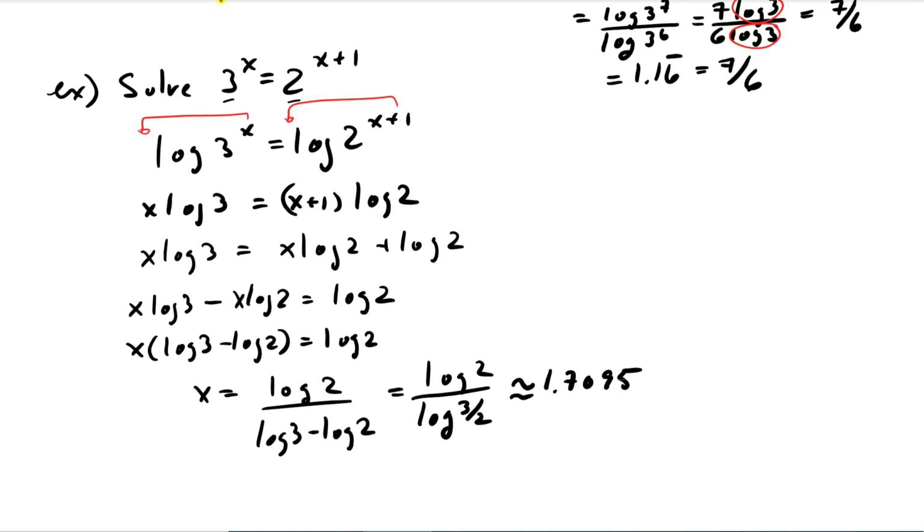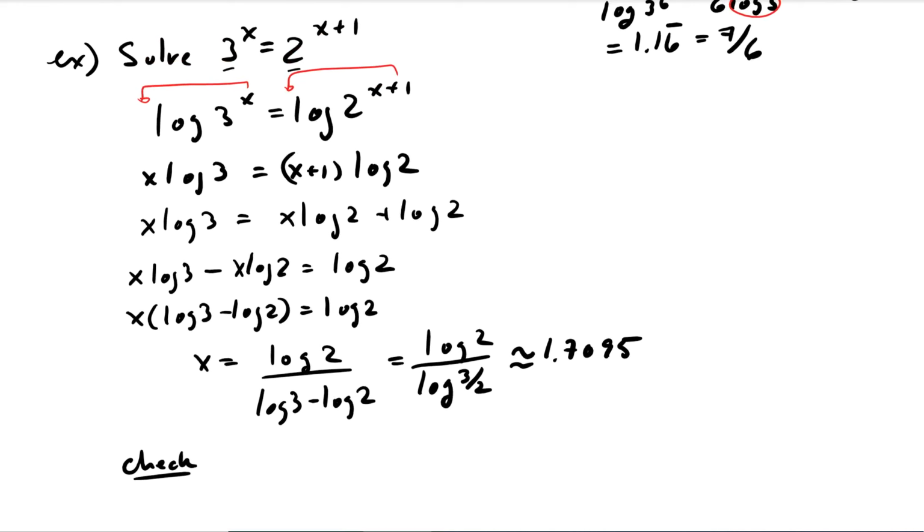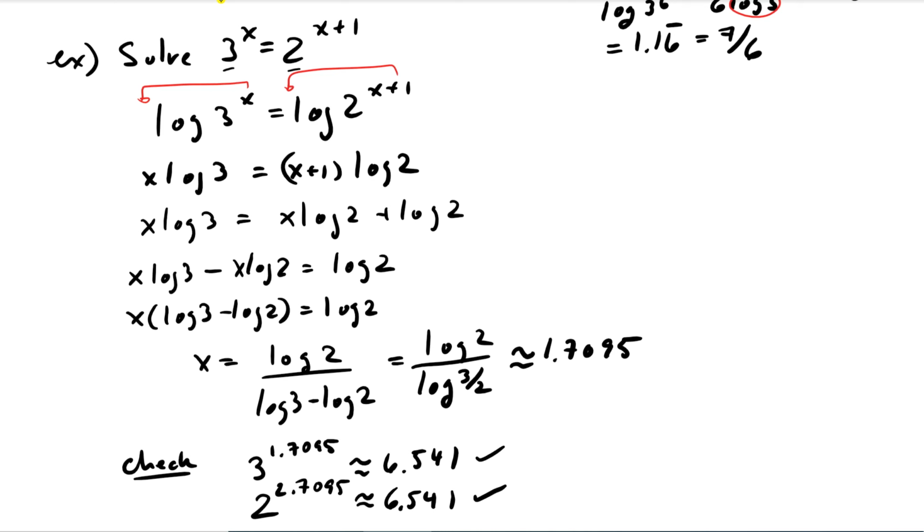1.7095. And you can always check that your answer works out. You can replace x by 1.7095 above just to see that it works. So I could calculate 3 to the 1.7095. That's 3 to the x. And that's going to give us 6.541. And then replace x in the expression on the right hand side. So 2 to the x plus 1. X plus 1 is 2.7095. And that's up to 3 correct digits. You see that those are actually identical. So it works.